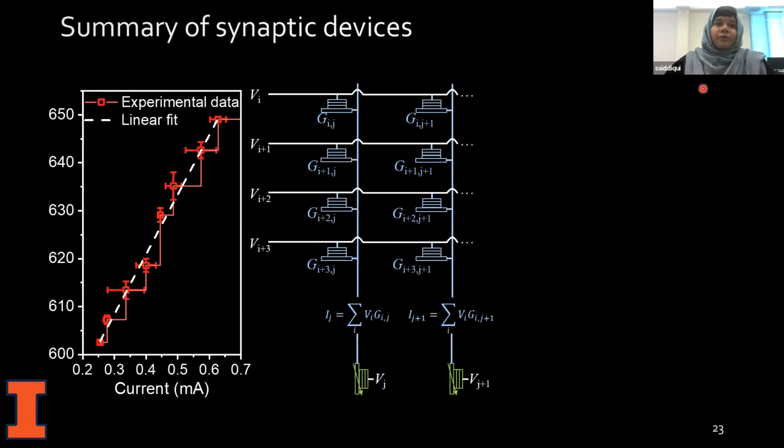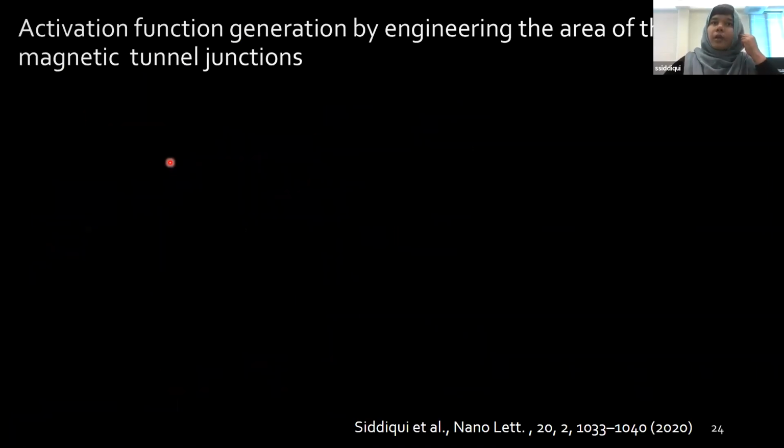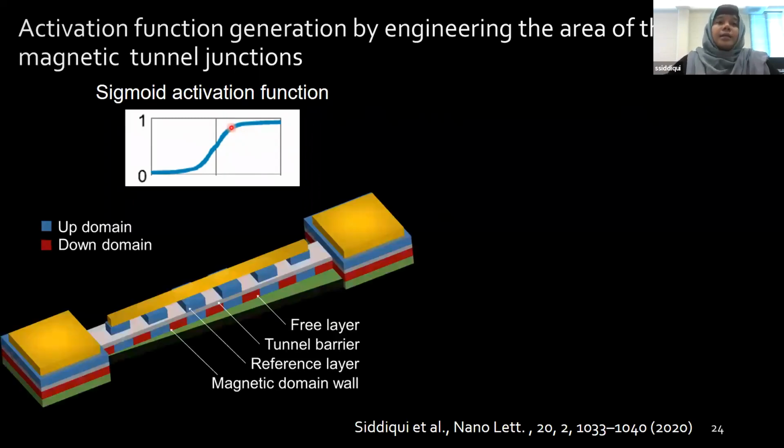So now we have shown that we can generate this kind of linear behavior for the synaptic functionality by using a series of magnetic tunnel junctions. What about the activation function? Again, I'm using the sigmoid activation function as an example. In this case, we also have a series of magnetic tunnel junctions, and we have domain walls on the edges of this reference layer.